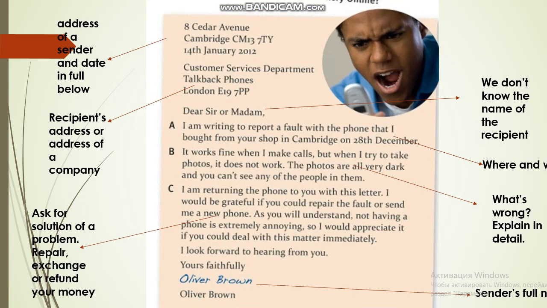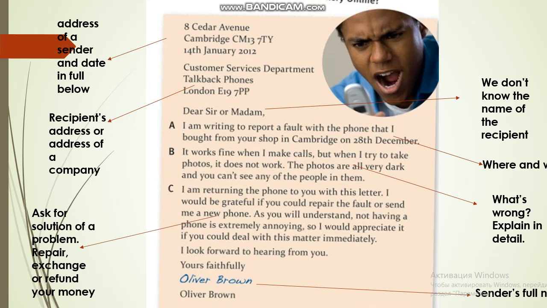Now let's have a look at this letter. This is a letter of complaint taken from your book, from 5G. Just look at this letter and look at the beginning. Let's start from the very beginning. At the very top, here is an address of a sender and date in full below. Next, we write the recipient's address or address of a company, so whom we are writing to.